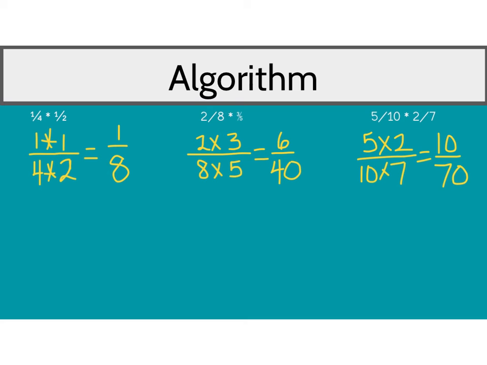Now, could we have used an area model to do this? Yes, we could have. Could we have used paper folding? Yes. In my opinion, this method is just a little bit faster than using those, but you always have those as a backup if you'd like to go back and check your work.